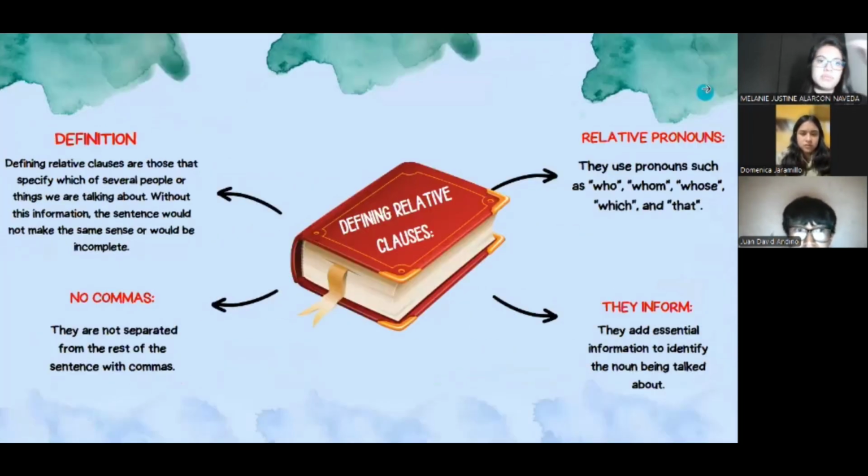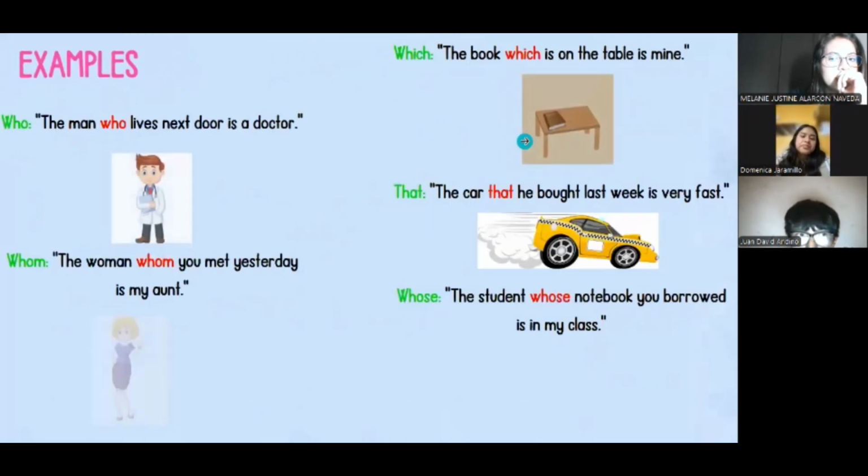Defining relative clauses. Definition. Defining relative clauses are those that specify which of several people or things we are talking about. Without this information, the sentence will not make the same sense or will be incomplete. No commas, they are not separated from the rest of the sentence with commas. Relative pronouns: they use pronouns such as who, whom, whose, which, and that. They add essential information to identify the noun we are talking about.